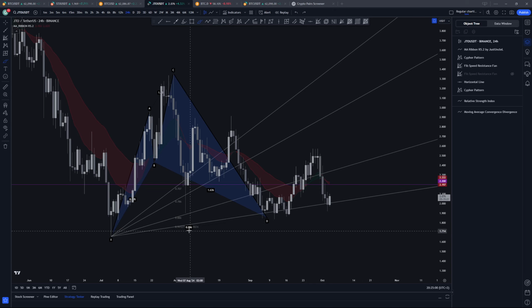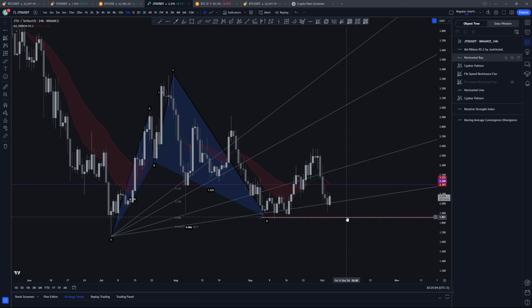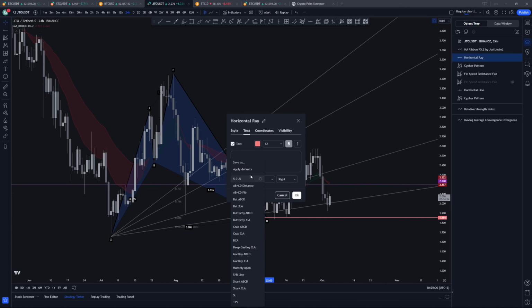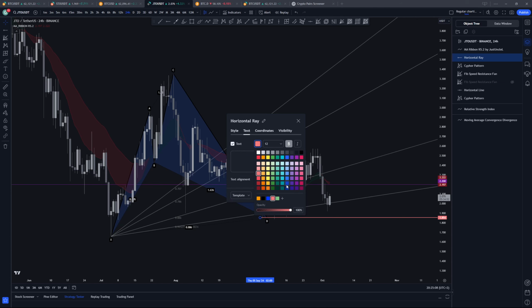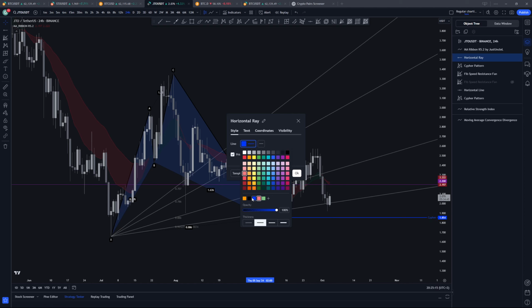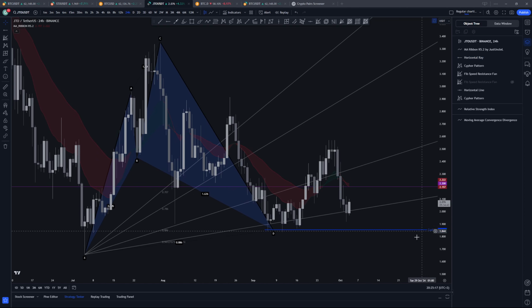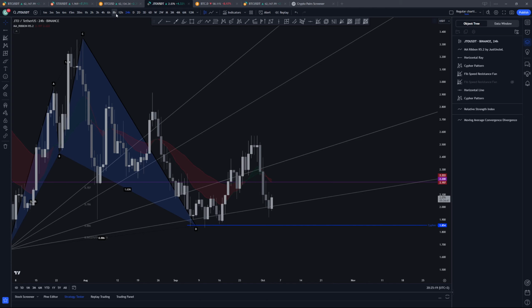So I don't even have to draw a box for that. That is actually the exact same level. So I'll mark this one for a cipher. Make it dark blue and say cipher. This one dark blue as well. That is a very confluent level.